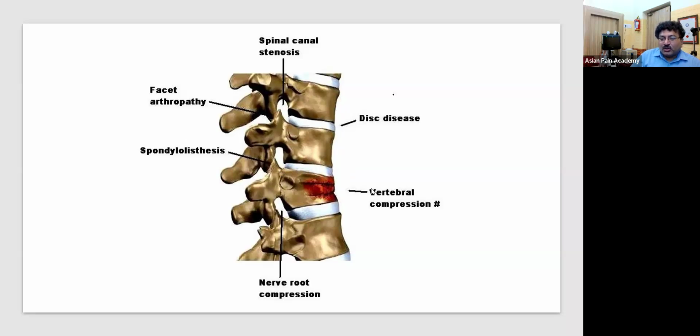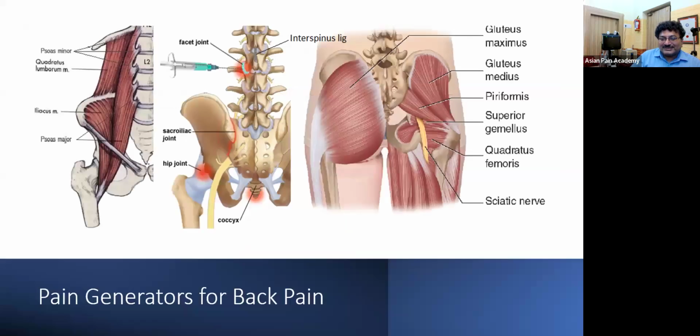But remember, the bones and the discs are not the only structures. There are muscles and other structures too in the lumbar spine. So what are those structures? Here we have the sacroiliac joints, and they are also very close to the lumbar vertebra. So whenever there is inflammation in the sacroiliac joint, the patient feels pain in the low back. So sacroiliac joint arthropathy, which is similar to a facet arthropathy, can cause back pain.